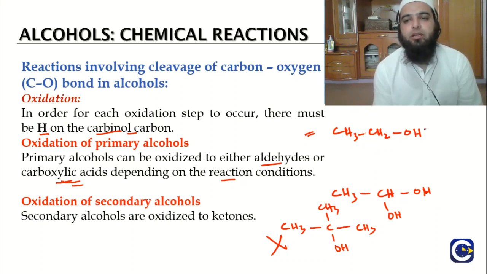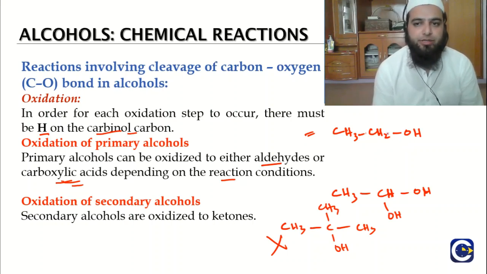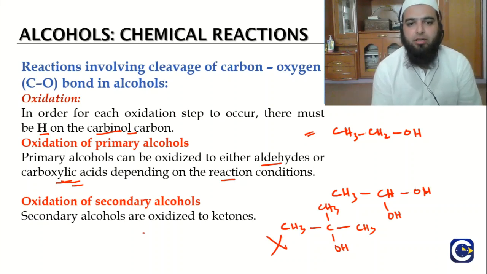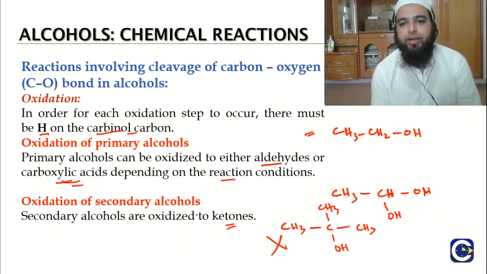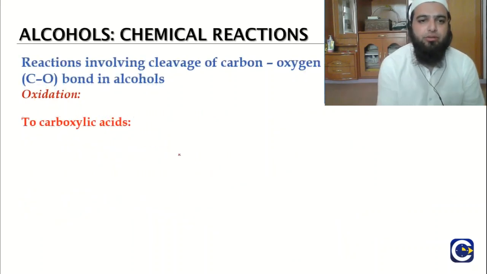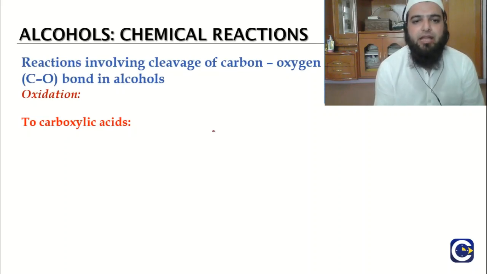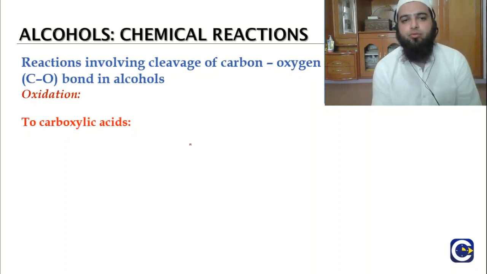When the hydrogen is removed from the hydroxyl group, we say that oxidation has taken place, in the simplest definition of oxidation. Remember the two points: primary alcohols can give us aldehydes or carboxylic acids, secondary alcohols give us ketones, and tertiary alcohols do not undergo any type of oxidation. Now we look at the type of reagents that we use to get different products.